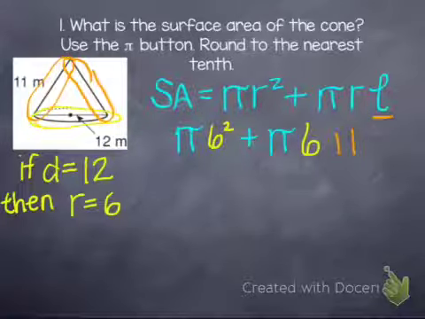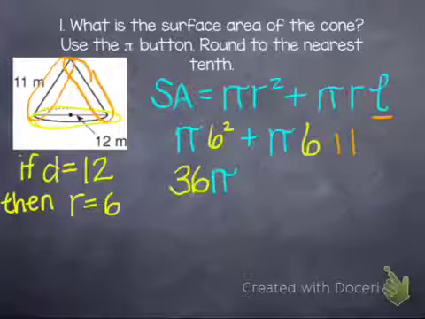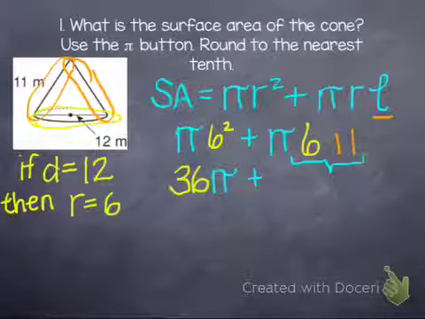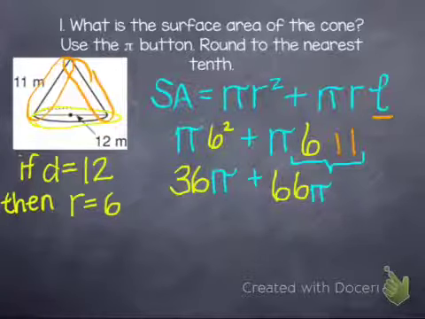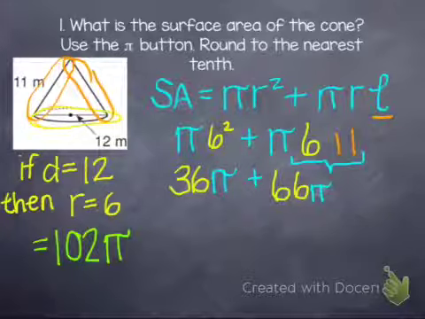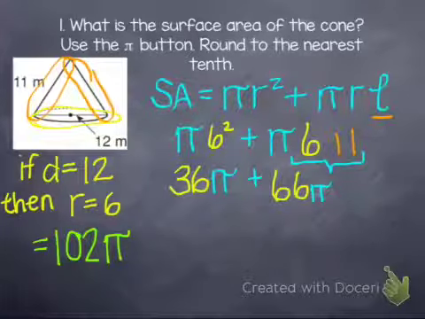I'm going to start with my exponent, 6 times 6, which is 36, and then I'm going to add to that over here, I'm going to simplify the 6 times 11, which is 66. So we have 36 pi plus 66 pi. We're going to add 36 plus 66 for a total of 102 pi. Next, using the calculator, I'm going to type in 102 times the pi button, and it's going to give me a big, long, ugly decimal.